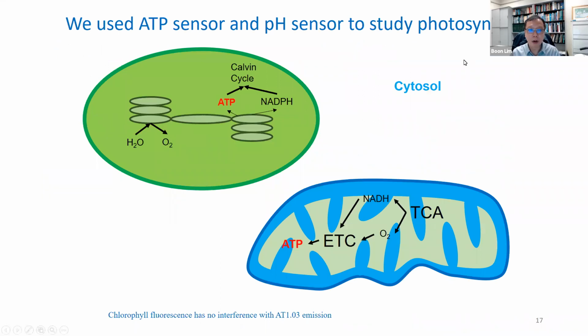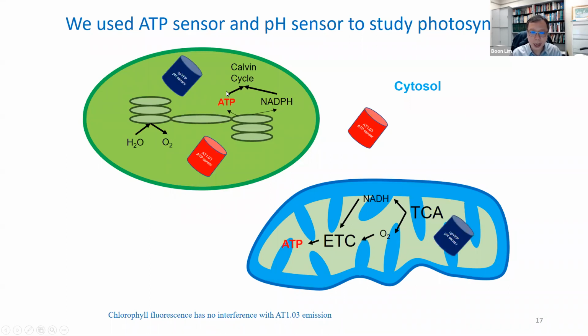So in our lab, first we use the ATP sensor and pH sensors to study photosynthesis. We introduced the pH and ATP sensors in chloroplast and cytosol. We failed to express the ATP sensor in mitochondria. So instead, we expressed the pH sensors in chloroplast and the mitochondrial matrix. And then we use different light and inhibitors to carry out our studies.